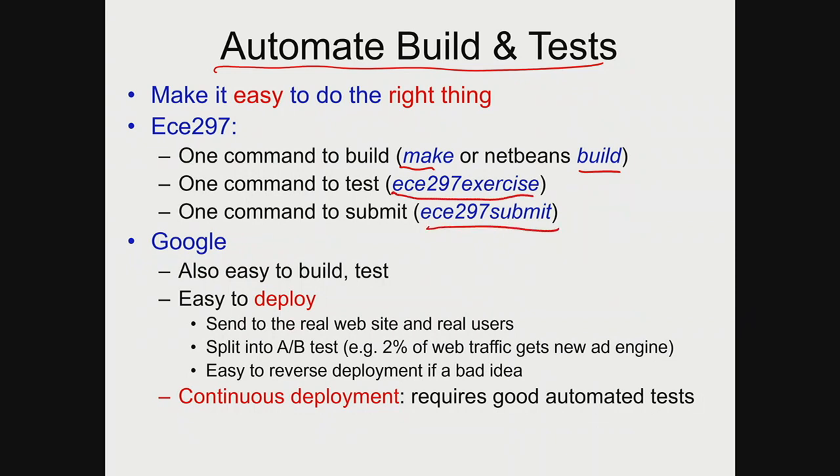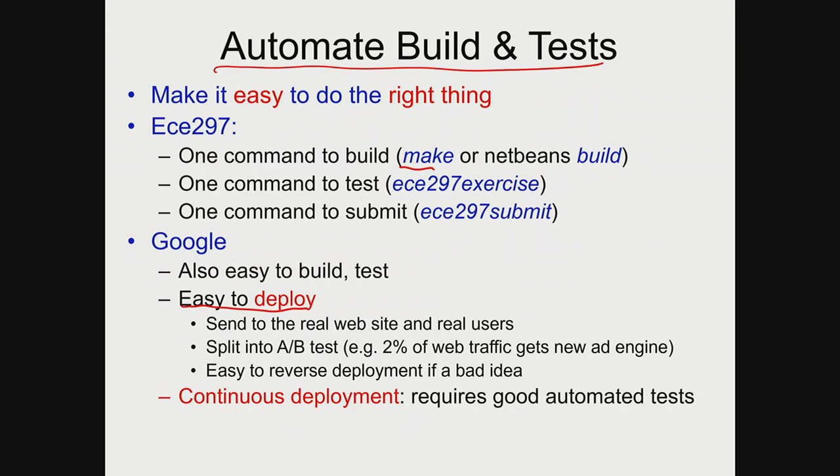And that's on purpose. If you ever actually go read some of these things, you'll see that some of the scripts you're running are actually hundreds, even thousands of lines long with all the things they do. We don't want to show any of that complexity to you. We want it all automated. At Google, they do all those things as well. Very easy to build, very easy to test their code, but they go one step farther. They make it easy to deploy.